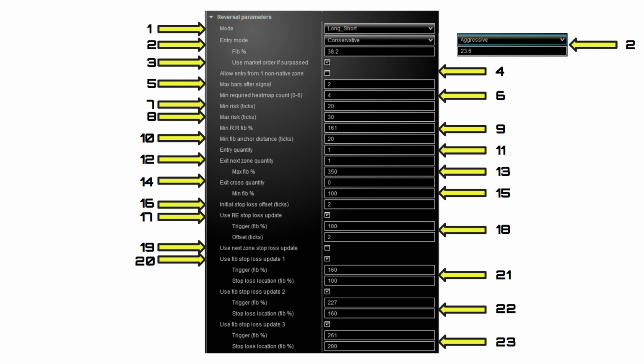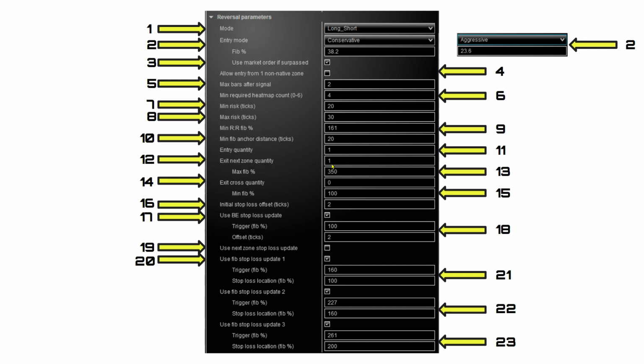It's from where the pivot is to make those measurements. So that minimum fib anchor 20 ticks is also very important as well. Number 11 is the entry quantity, self-explanatory. Number 12, exit at next zone quantity.